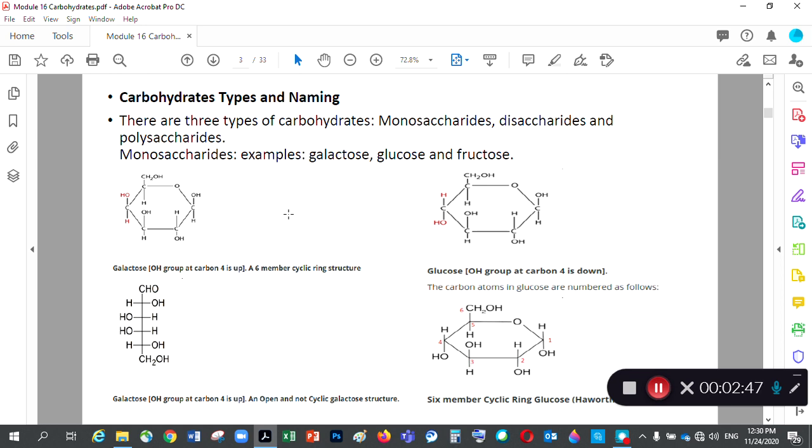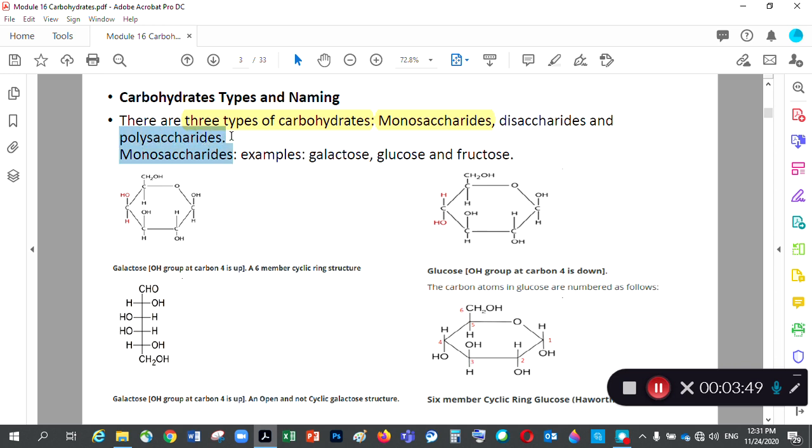Now we'll start naming the types of carbohydrates. There are three types of carbohydrates, and let me repeat myself: monosaccharides, disaccharides, and polysaccharides. And as you will see, glucose is really the heart of carbohydrate naming and build up. Glucose is the most important unit of all these three types: monosaccharides, disaccharides, and polysaccharides.